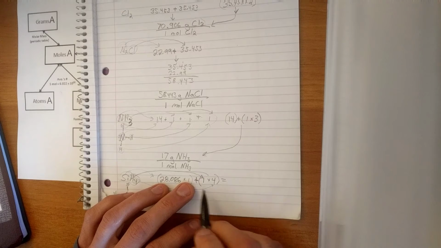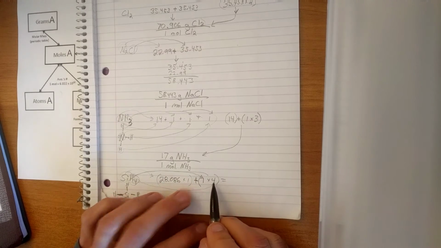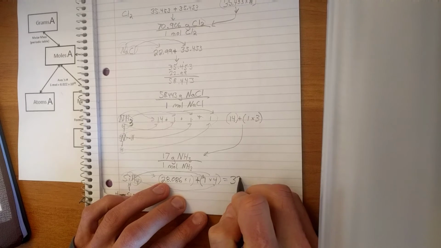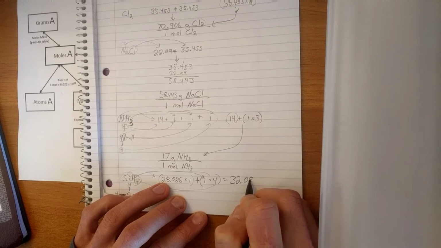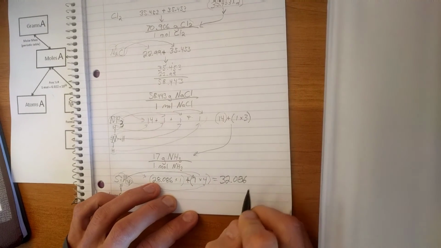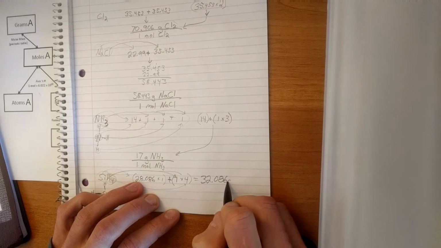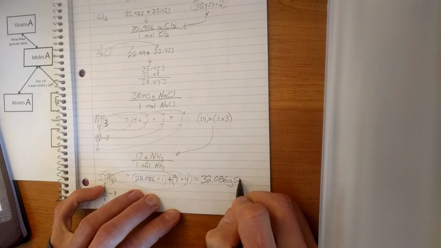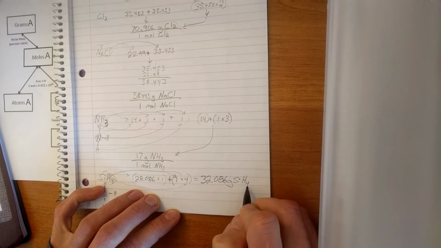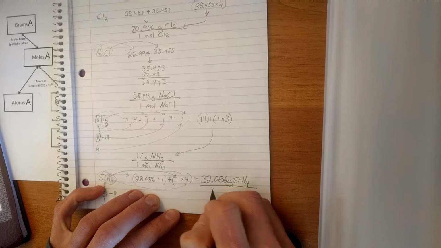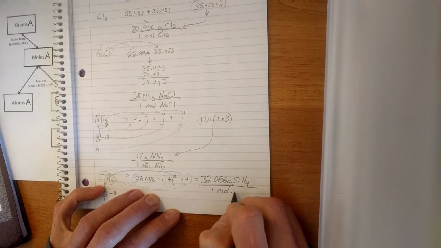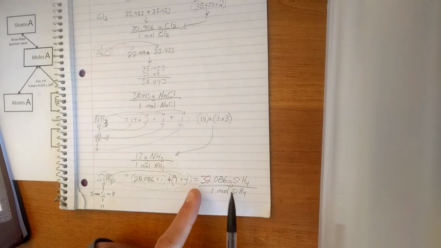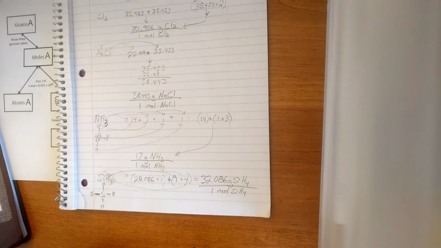28.086 times 1 remains the same, plus 1 times 4 is 4, so 28 plus 4 becomes 32.086 grams of SiH4 per 1 mole SiH4. That is the number of grams for a single mole.